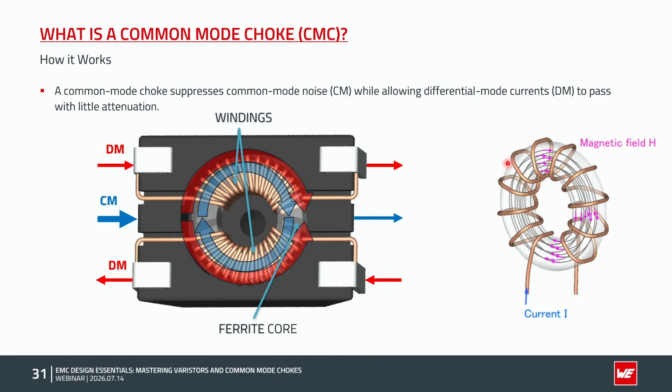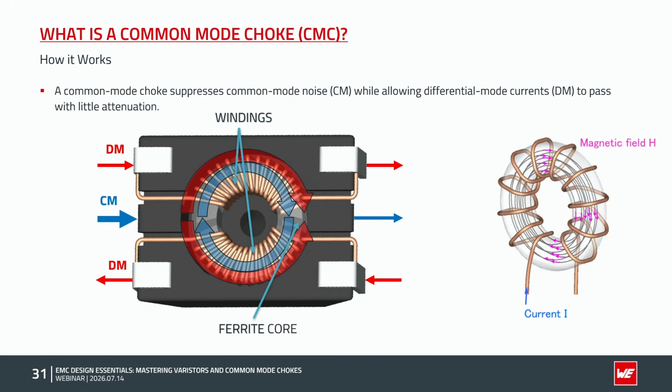So, what happens in common mode? The current flows in the same direction on both lines. The magnetic fields produced by those currents are co-directional and therefore increasing the magnetic flux. This results in a high impedance or resistance that chokes or blocks the common mode noise from passing to the circuit.